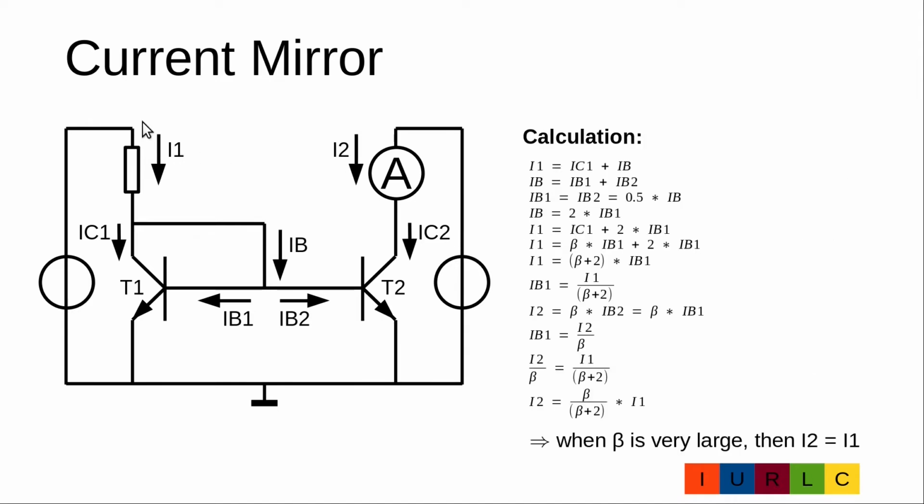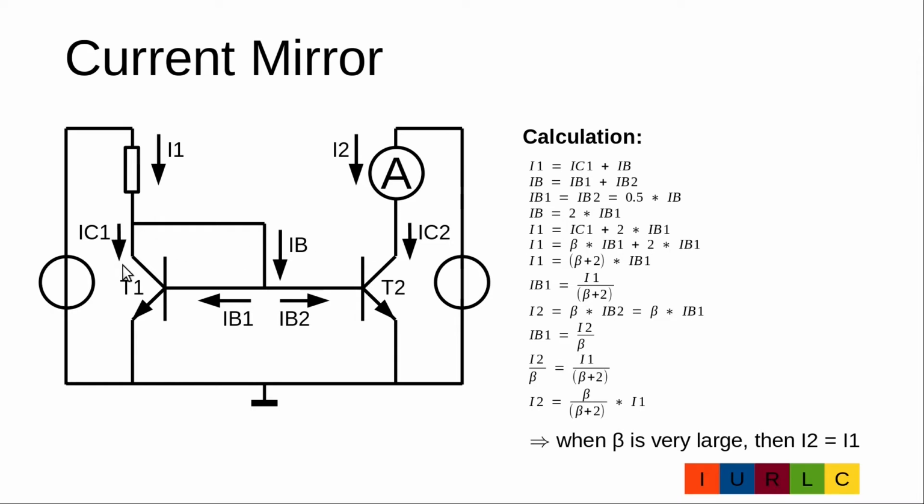Now let's do the calculation. I1 is IC1 plus IB. IB is IB1 plus IB2. Due to the fact that IB1 and IB2 are equal, we can say IB1 is equal to IB2 is equal to 0.5 IB. We rearrange the formula and get IB is 2 times IB1. Now we can replace IB with this term here and get I1 is IC1 plus 2 times IB1.